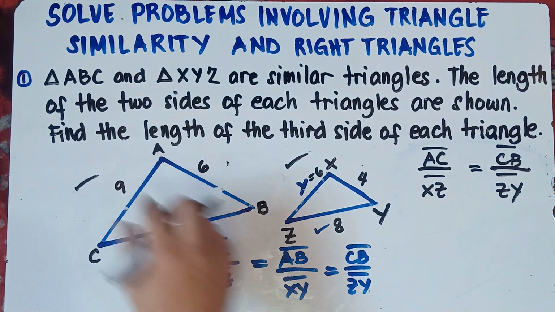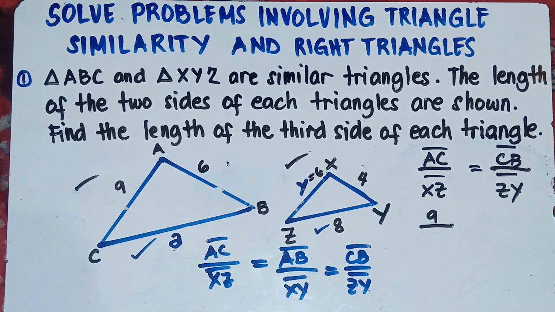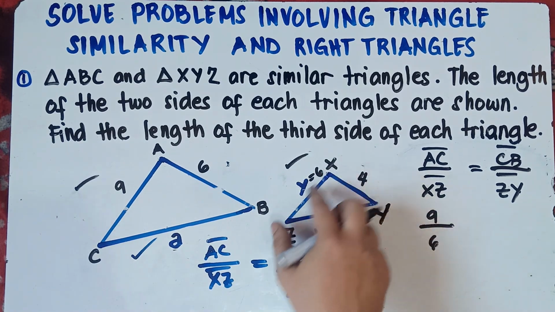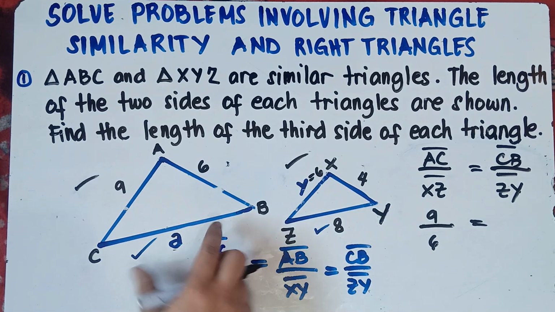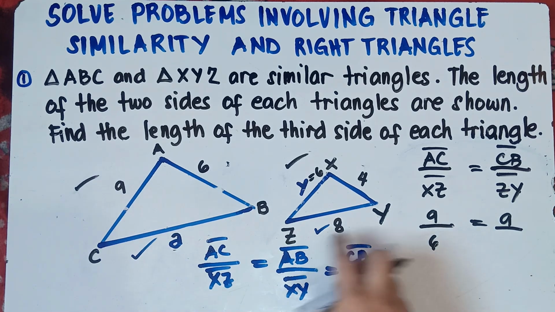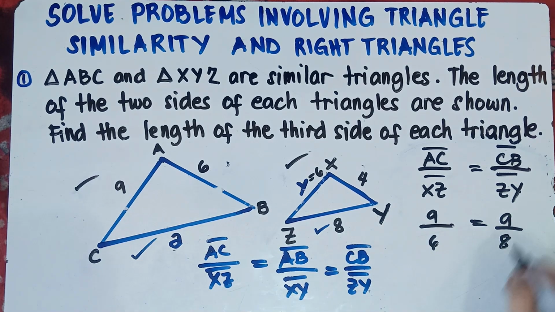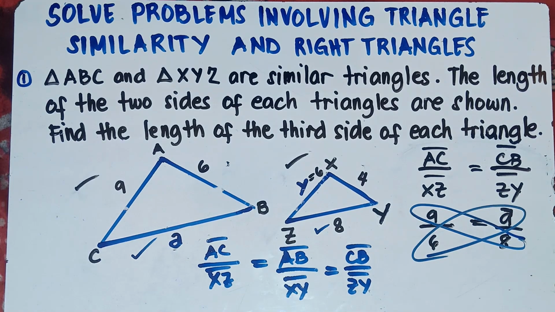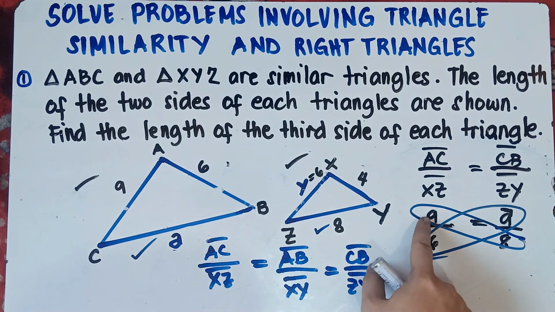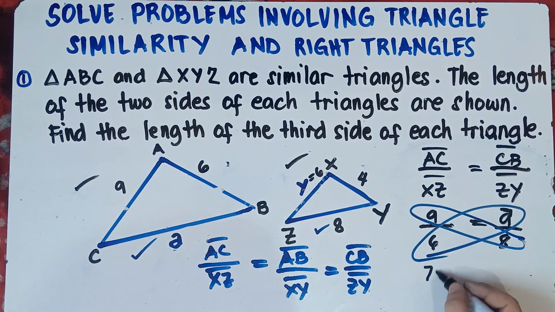AC is 9, so this is 9 over XZ, which is 6, since we already have the value of Y, is equal to CB, which is A, over ZY, which is 8. Cross multiply to get the value of A. We just answer it directly class because we don't have enough space. 9 times 8, that is 72, equals 6 times A, that is 6A. Now to get the value of A, you divide both sides by 6.